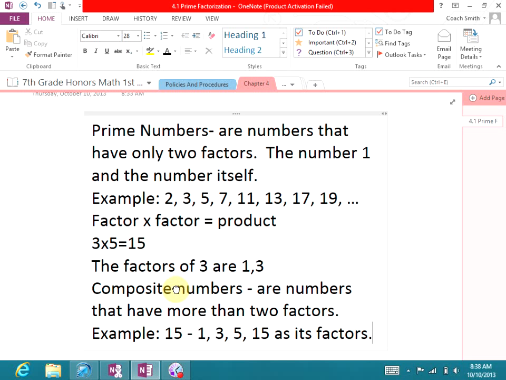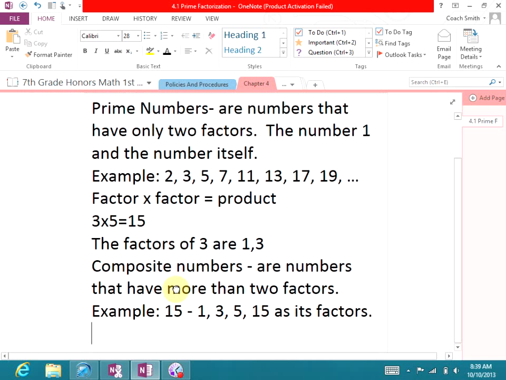Now, for example, if we have 20, what are the factors of 20? We have 1, 2, 4, 5, 10, and 20. Those are the factors of 20.